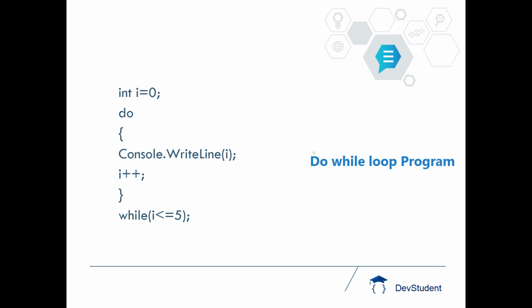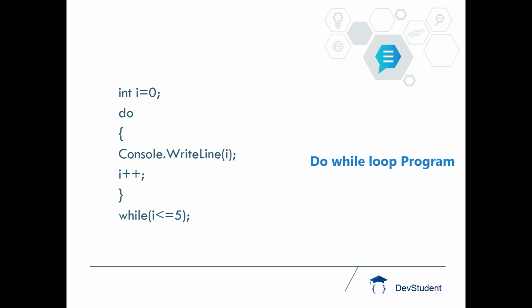So here is the program for do while loop. Here I have taken a variable int i equal to 0. Do Console.WriteLine of i, that means I want to print the value inside i. After that I want to increment the value inside it as well. At the end I'm going to write a condition, while i less than or equal to 5.